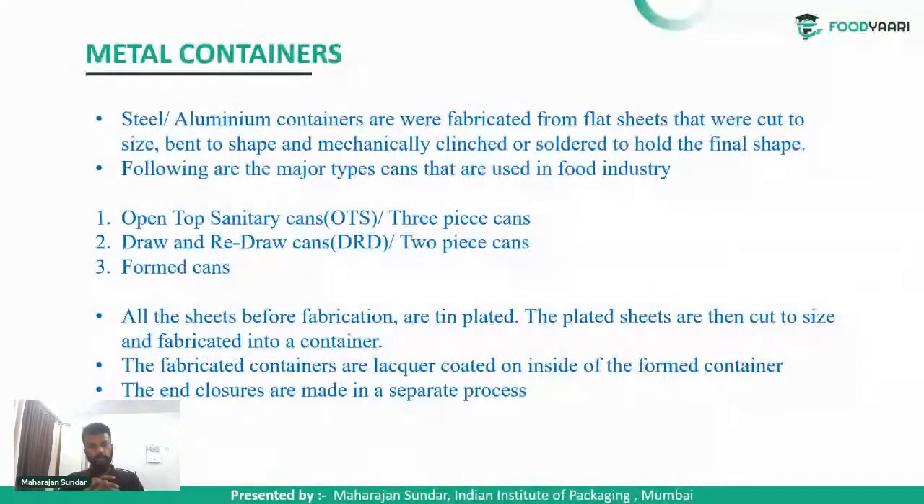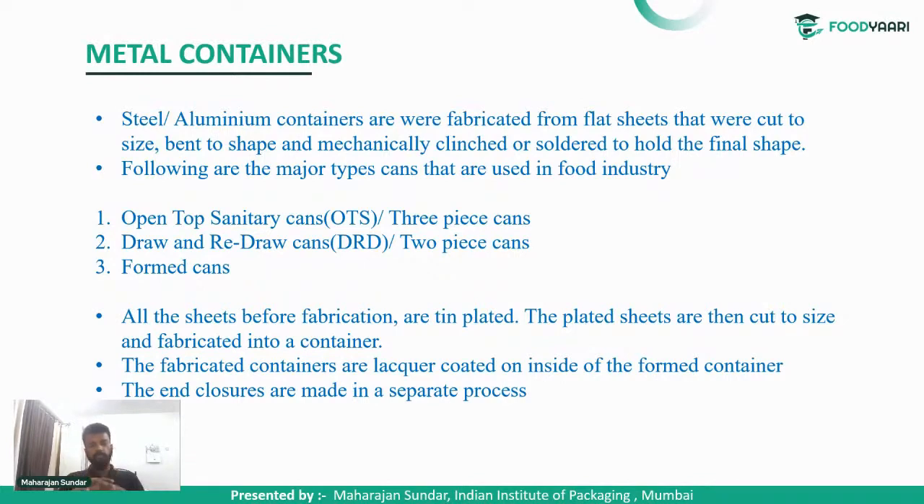Metal containers are generally made of steel. These steel plates are tin coated. This tin plated steel will be used in manufacturing of metal containers. The metal containers are classified into three types. It is open top sanitary cans, also known as three-piece cans. Draw and redraw cans, also known as two-piece formed cans.